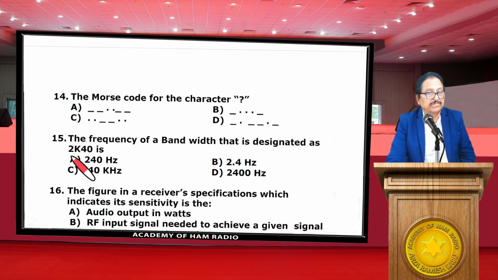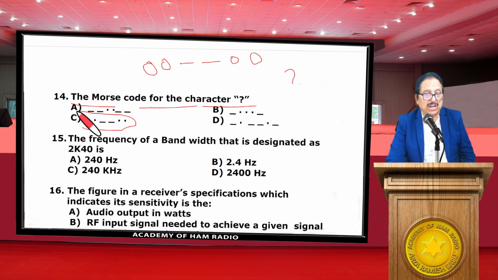14. The Morse code for the character question mark. The question mark is Di di da da di dit. So Charlie is the right option.